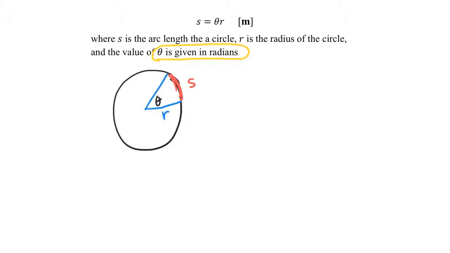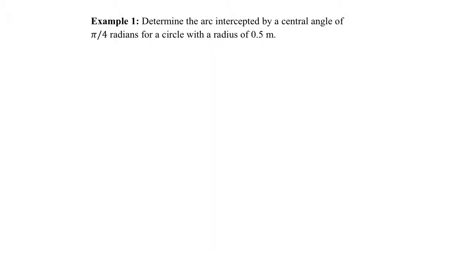Let's look at an example. Determine the arc intercepted by a central angle of pi over 4 radians for a circle with a radius of 0.5 meters. So let's start by listing our givens. Central angle, what variable is the central angle going to go down as? Good. So don't let the word central confuse you. Just know when you hear central angle, it's the angle of rotation. If something's rotating in a circle, it's the angle of rotation. So that's pi over 4 radians. And the radius is given as 0.5 meters.